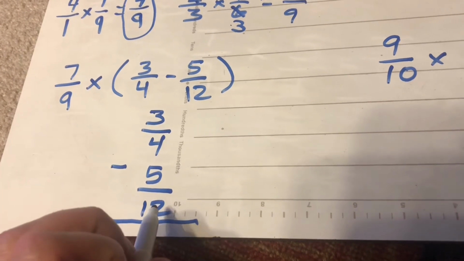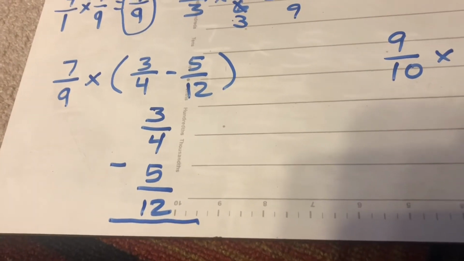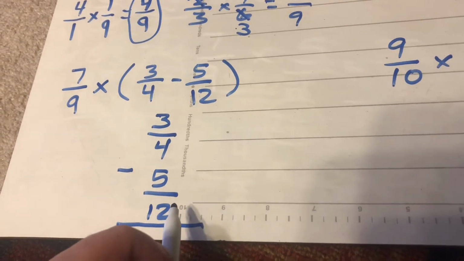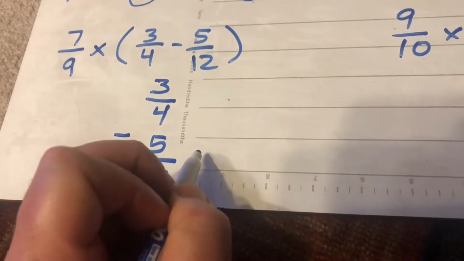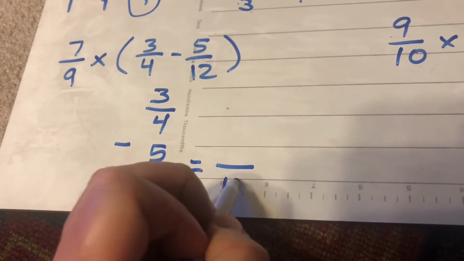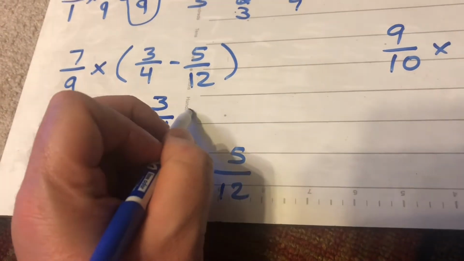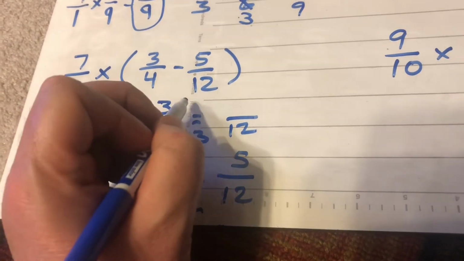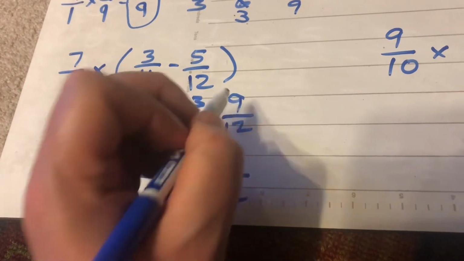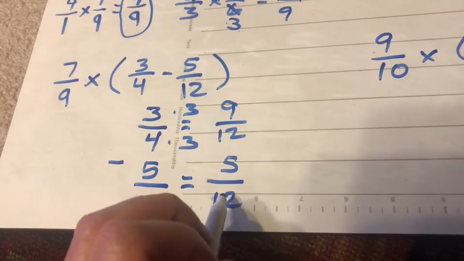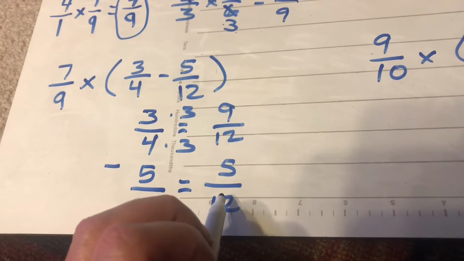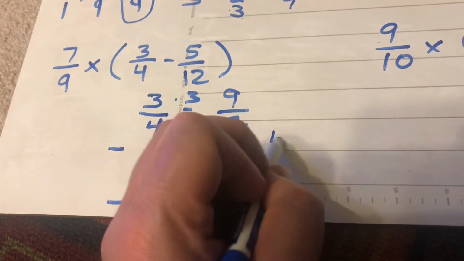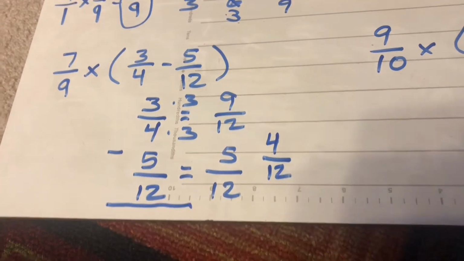Well, with 4 and 12, I'm thinking that 12 is going to be the common denominator, because remember, I work with the bigger number. 12 times 1 is 12, and 4 will work with 12. So my 5/12 is going to stay a 5/12. My 3/4 is going to become something over 12. 4 times 3 is 12, so 3 times 3 is 9. I do 9/12 minus 5/12, I believe, is going to be 4/12.